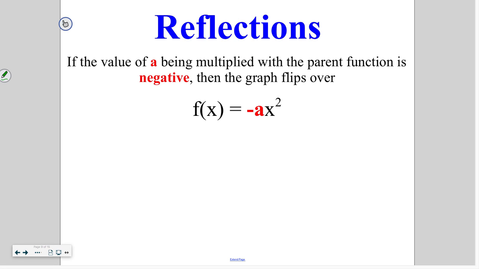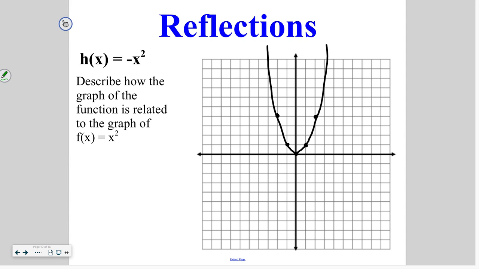Last thing we need to look at is reflections. That is the A value being negative. So that A value is still telling us the dilation. The negative is telling us that there is a reflection, or it is flipping over the x-axis. So for example, we've got negative x squared. What this really means is that we have negative 1 times x squared.